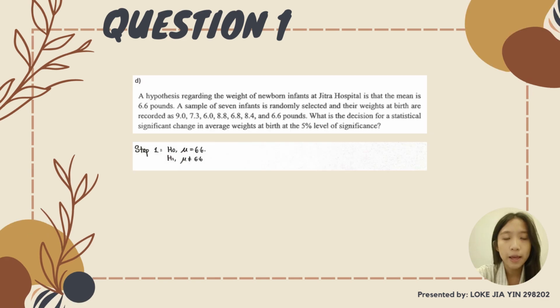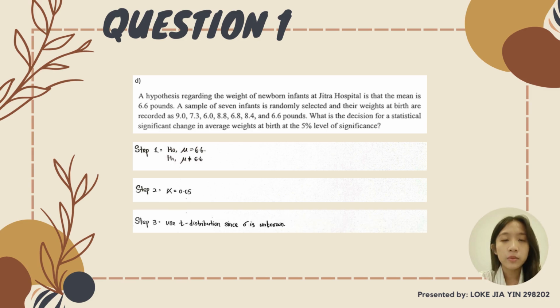Question 1d. Step 1. We need to state the null and alternative hypothesis. We can see that the last sentence of this question asks whether the average weight at birth will change or not. So, our alternative hypothesis is mu not equal to 6.6. Then the null hypothesis is naturally mu equal to 6.6. Step 2. We need to select the level of significance. The level of significance in this question is 5%, which is alpha equal to 0.05.